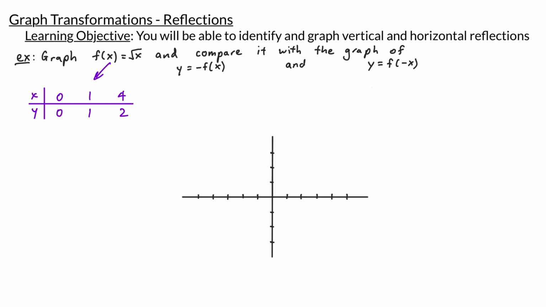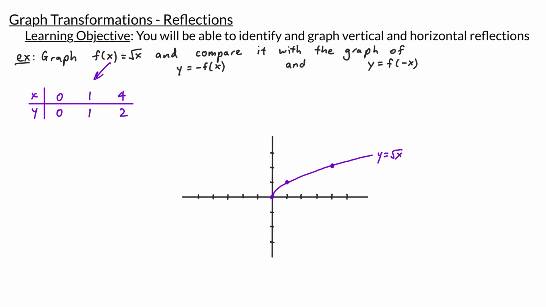Let's plot our points and draw the graph. We have (0, 0), (1, 1), and then (4, 2). Connecting these points, we get the following graph. This is the graph of the equation y equals square root of x.